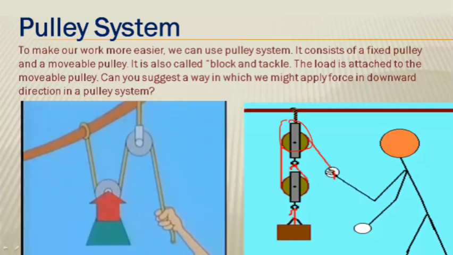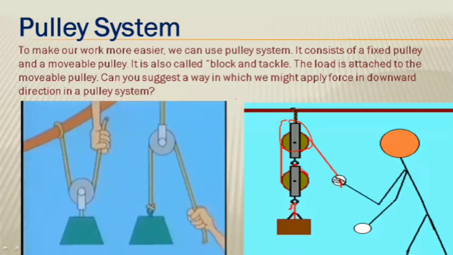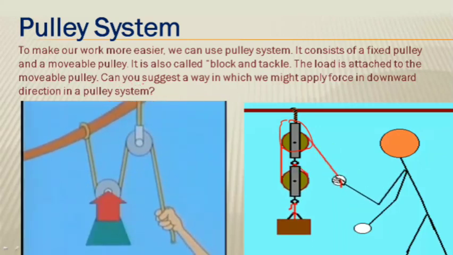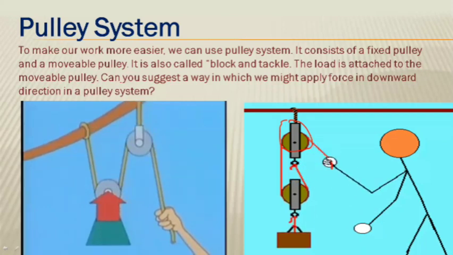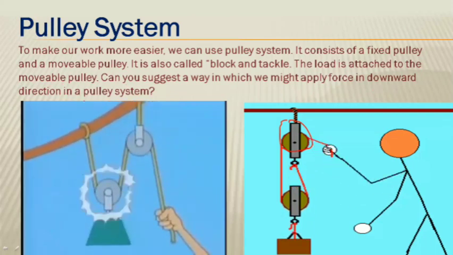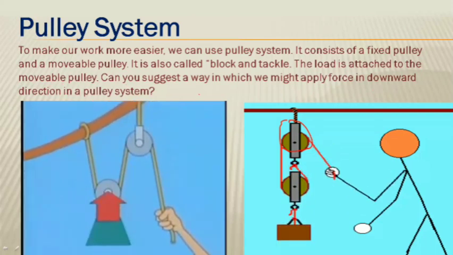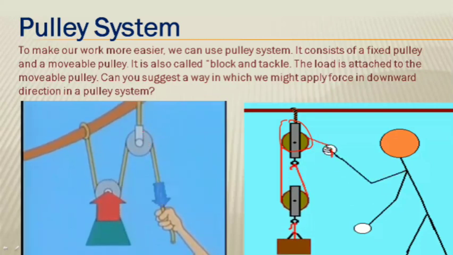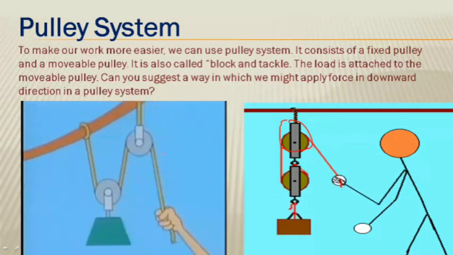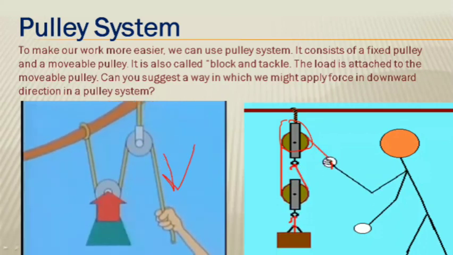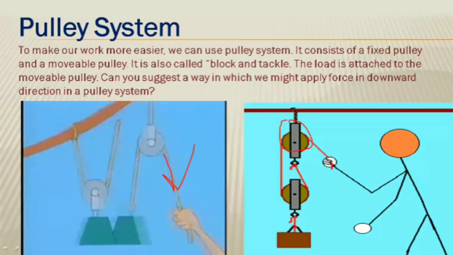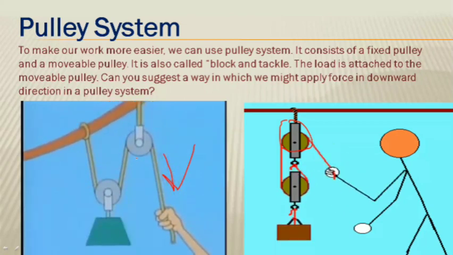So the more pulleys there are in one system, the easier the work becomes. Here, just answer one question: can you suggest a way in which we might apply force in a downward direction in a pulley system? Yes, if the fixed pulley is at one side, we apply the force downward in the fixed pulley, and then it will be easier for us to uplift any type of heavy load.